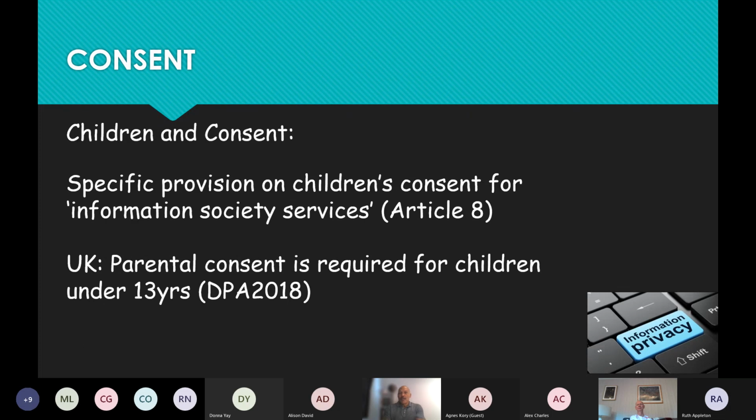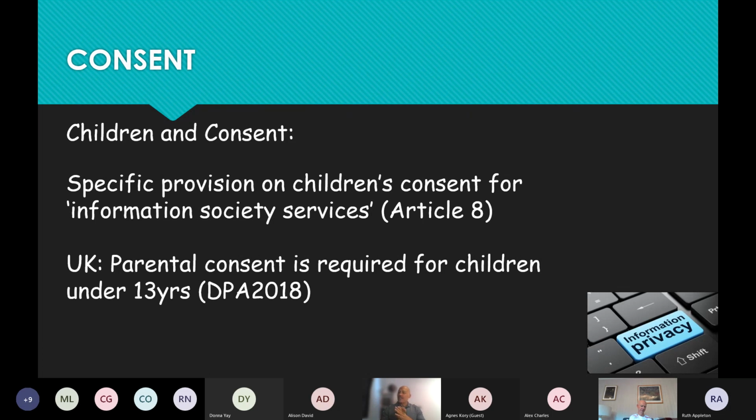Children and consent. Within the GDPR, there are specific provisions on children's consent for information society services. For organizations, information society services are defined as services that are online on the internet, like mostly all the social media platforms that children go onto these days. There are specific requirements that they must have consent before they can provide those types of services to children. That's defined in Article 8.